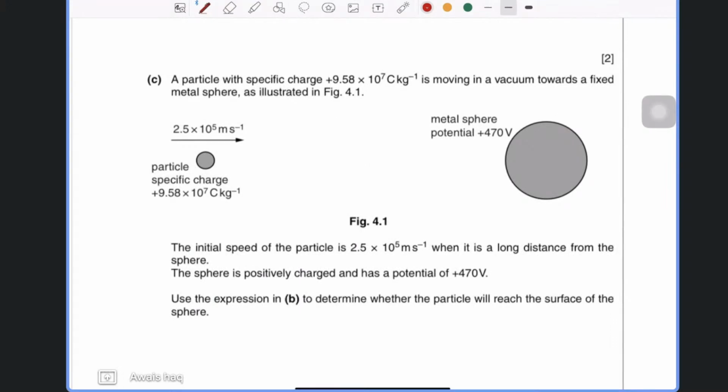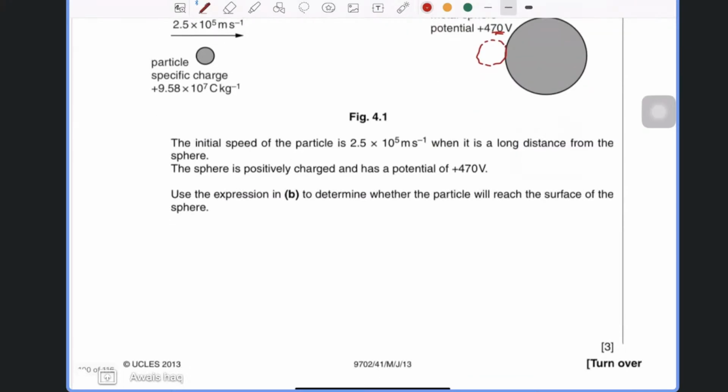So in this one, they have given the specific charge, and if you look at the units here, you might realize that this is basically charge per unit mass, because it's coulomb per kg, moving in vacuum towards a fixed metal sphere, right? They say that the initial speed is this when it is a long distance from the sphere. The sphere is positively charged, and the potential at its surface is this much, right? It says use your expression to determine whether they will reach the surface, whether they will fuse or not. This is what we are looking at.